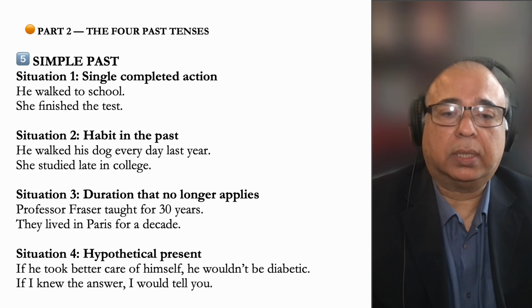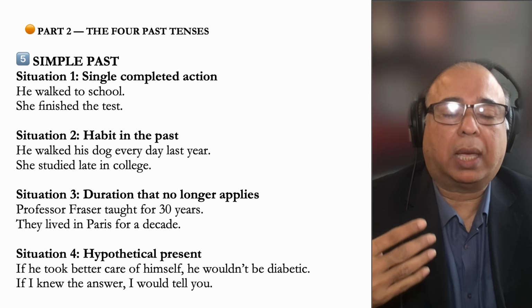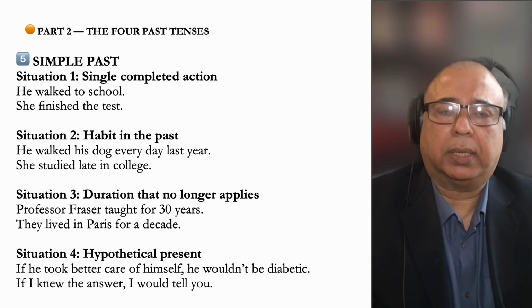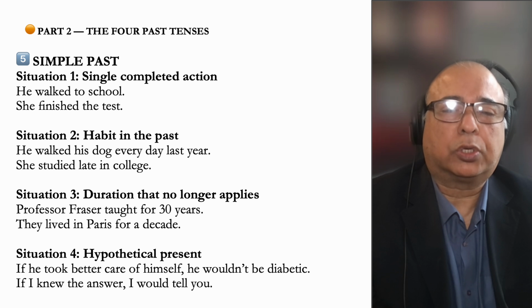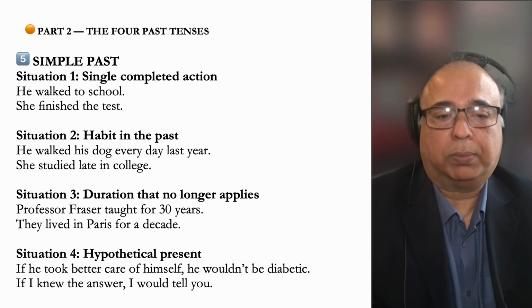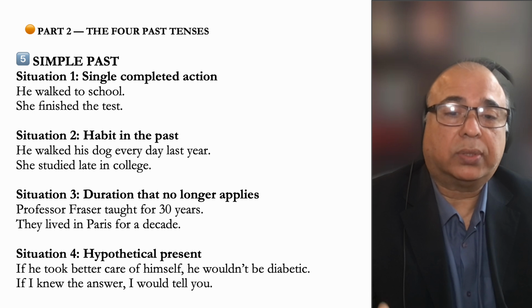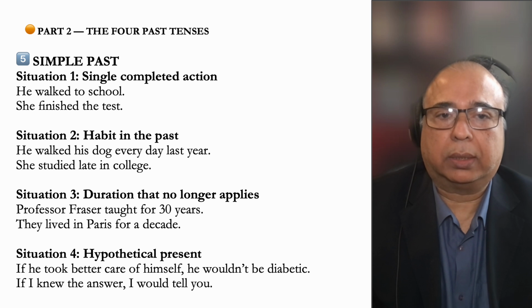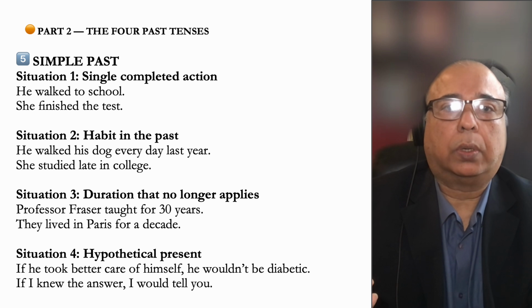A fourth situation is hypothetical. Okay? It's imaginary. It didn't happen, but people hypothesize. If he took better care of himself, he wouldn't be diabetic. So maybe he's obese, he doesn't eat well, he's careless, he eats lots of sugar, carbohydrates, rice, potatoes, so he's diabetic. People could say, well, if he took better care of himself, if he ate well, exercised, he wouldn't be diabetic, right? If I knew the answer, I would tell you. So in these situations, simple past is used, all right?